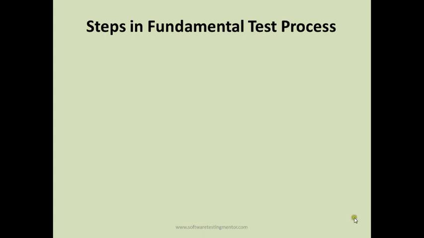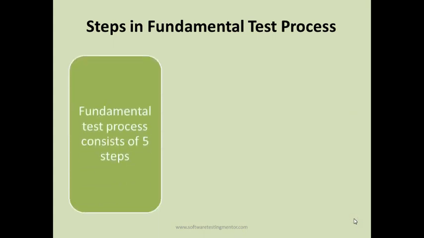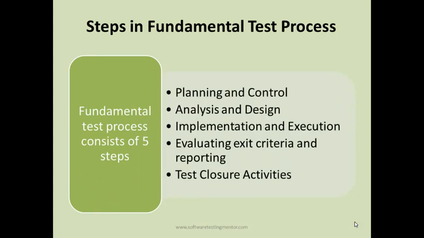So let's go ahead and see what the basic steps in the fundamental test process are. The fundamental test process consists of 5 steps. The first step is planning and control, the second is analysis and design, the third step is implementation and execution, then you evaluate exit criteria and do test reporting activities, and finally test closure activities. These are the 5 fundamental test process steps in any test process.